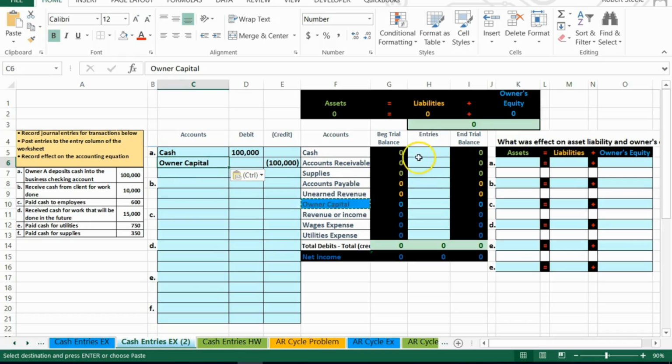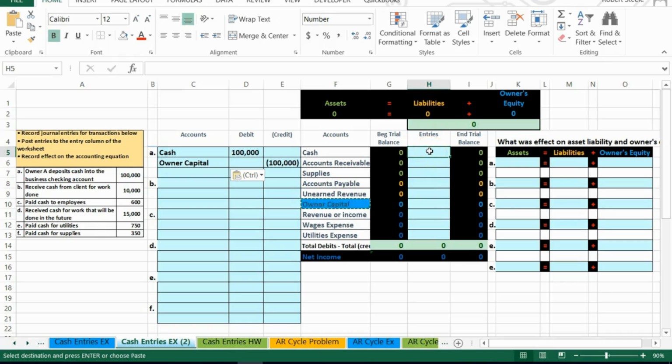Then we're going to post that to the blue columns. We're only going to be working in the blue columns in this problem. So we could go to the cash and the adjusting column. We have zeros at the beginning balance. We're going to put our adjustments here. It will then add up on this side.